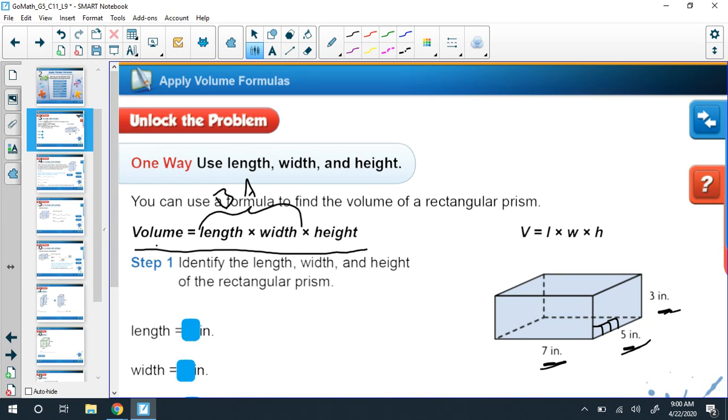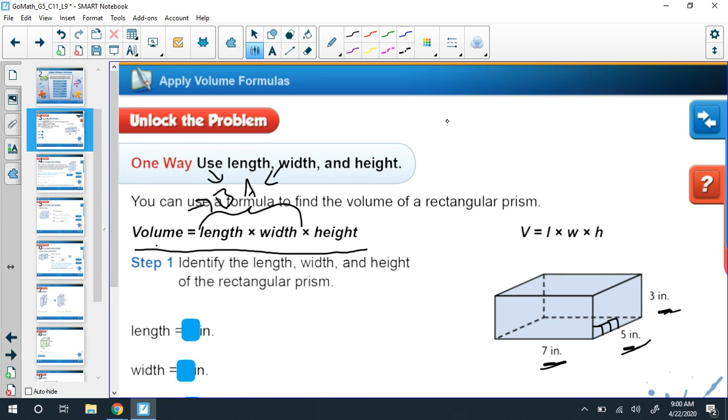And we can focus on finding that first and then multiply the base area times the height to find the overall volume. Really, with today's lessons, when we're working with just rectangular prisms, we don't have to worry too much about this idea. We'll have a later lesson where it will be really valuable. But today, I think we can just focus on length times width times height. So let's look at this first problem.